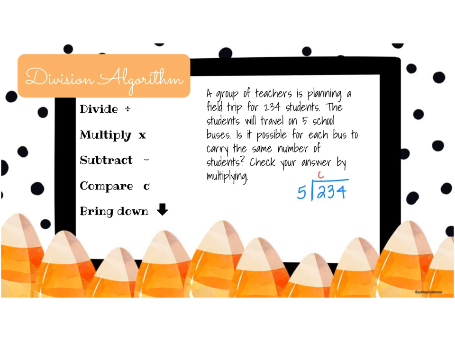You need to put a 0 here. This is my placeholder 0. 5 goes into 2 0 times. If you want to show your work for this so that you don't make a mistake with lining everything up, you can actually do the multiplication part. 5 times 0 is 0. Then subtract, then bring down.